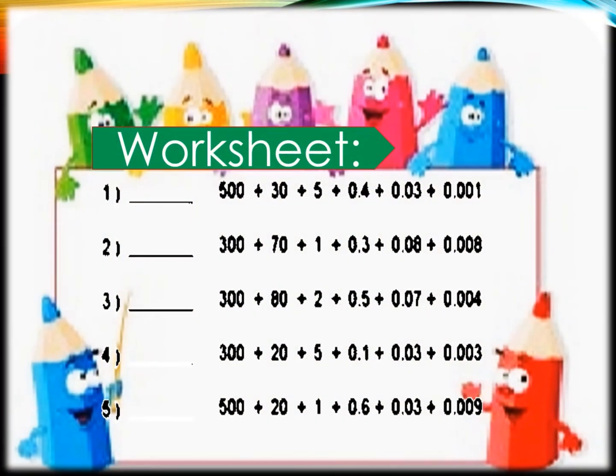Now let us do the worksheet for practice. It is written in expanded form. We have to make it in compact form. Remember that after the decimal you will start with the tenths place, hundredths place, then thousandths place. Fine? I hope you are able to do this worksheet very easily.